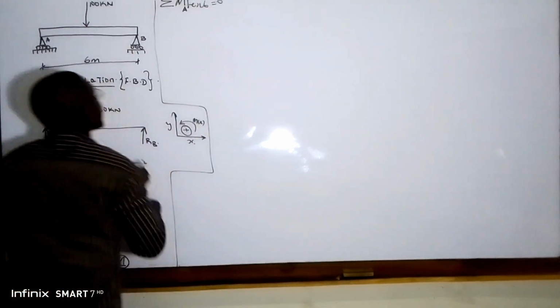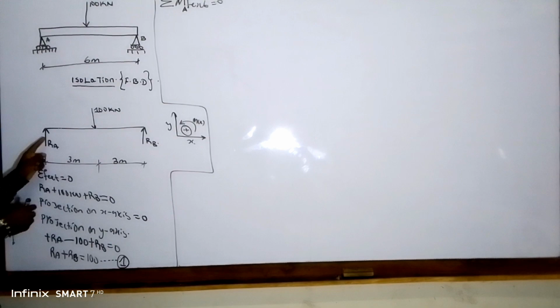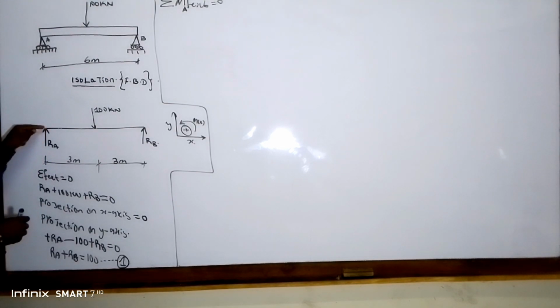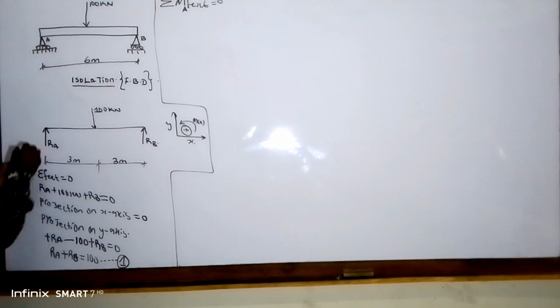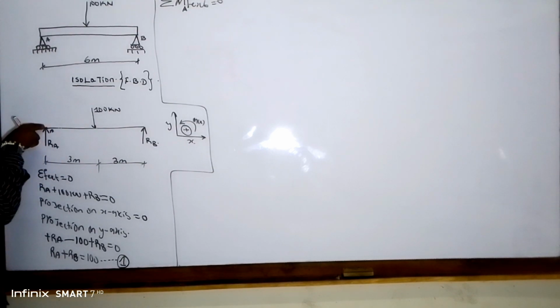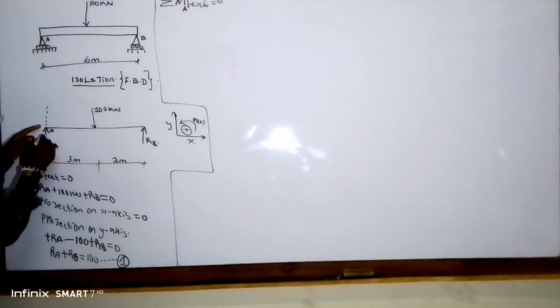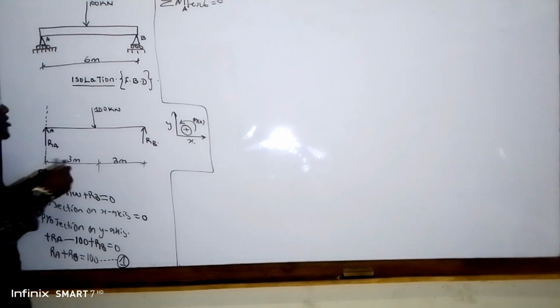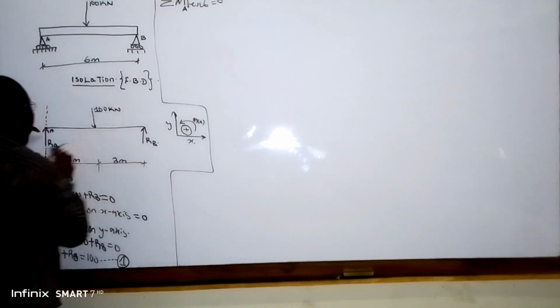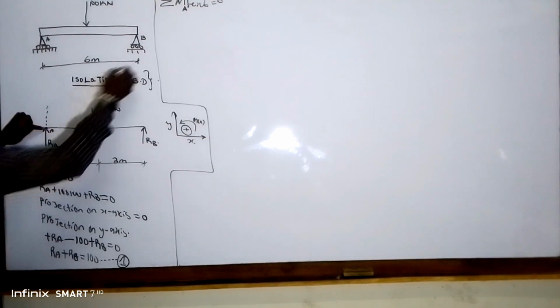So guys, let's continue. We are now going to take the moment of RA about point A. This is our center of moment, A. We said that any force that acts at our center of moment is 0. Why? Because the line of action of that force passes through our center of moment. If we extend the line of action of this force RA, we discover it passes through our center of moment. So the moment of RA about point A is 0.